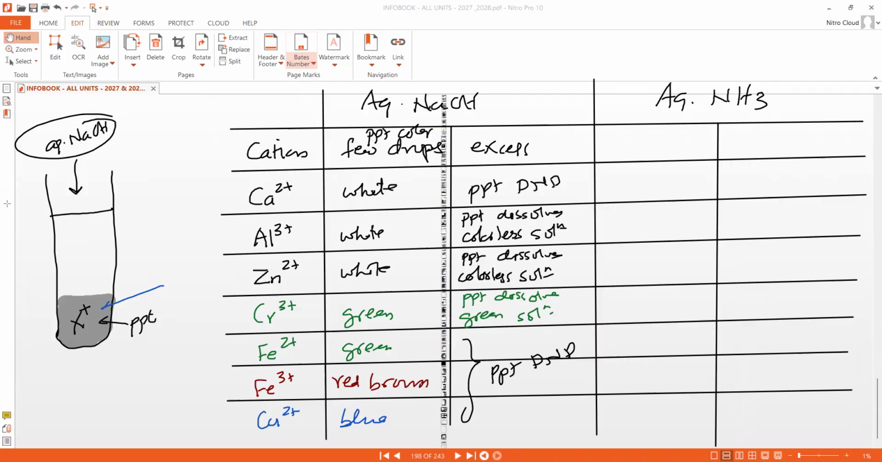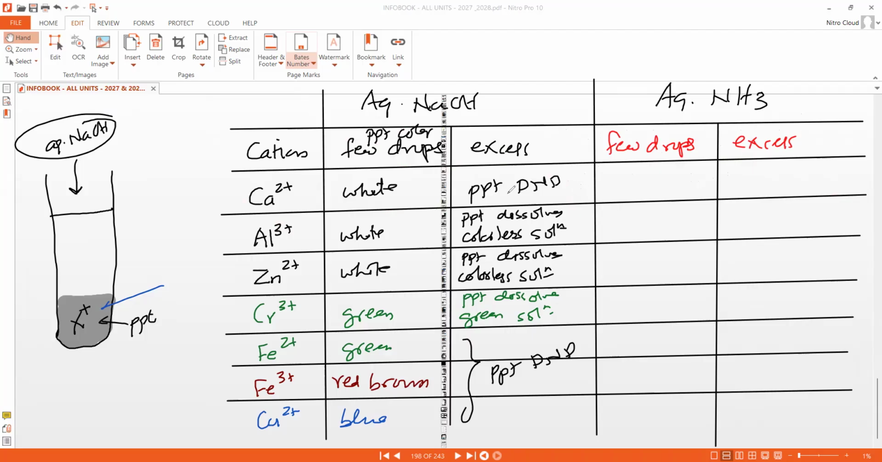So in aqueous ammonia, let's see what is the observation for each of the ions and how it is different in sodium hydroxide compared to ammonia, or how it is different in ammonia compared to sodium hydroxide. So remember that for each one, how a particular cation behaves in sodium hydroxide, few drops and excess, how will it behave in aqueous ammonia, few drops and in excess.